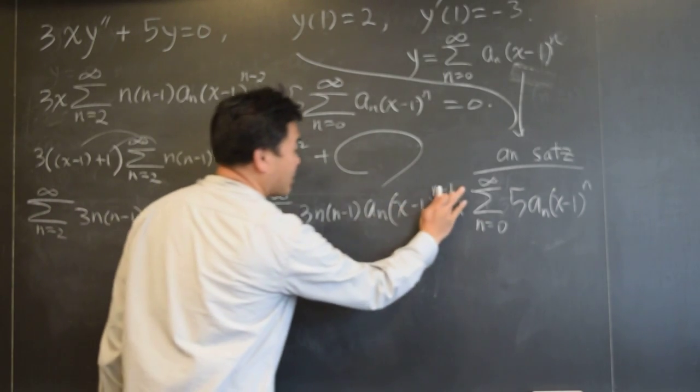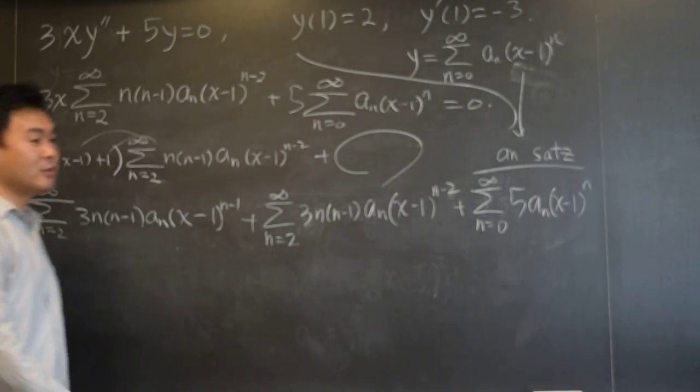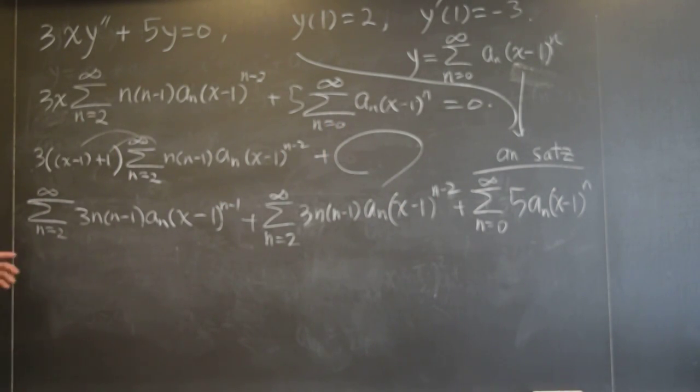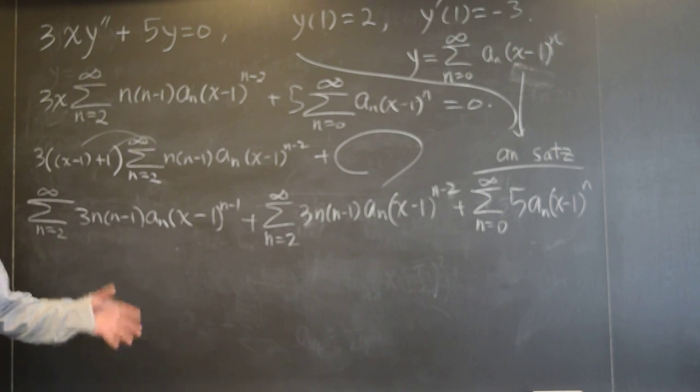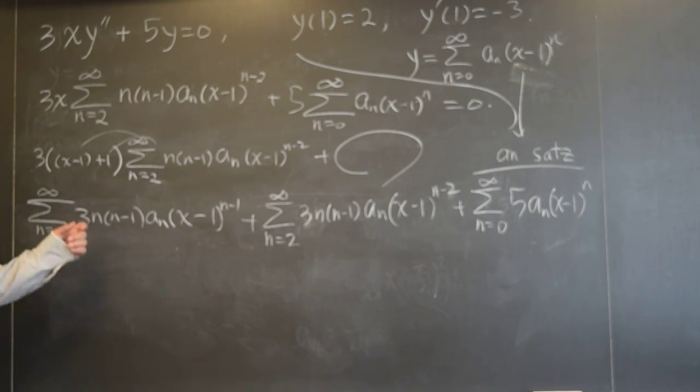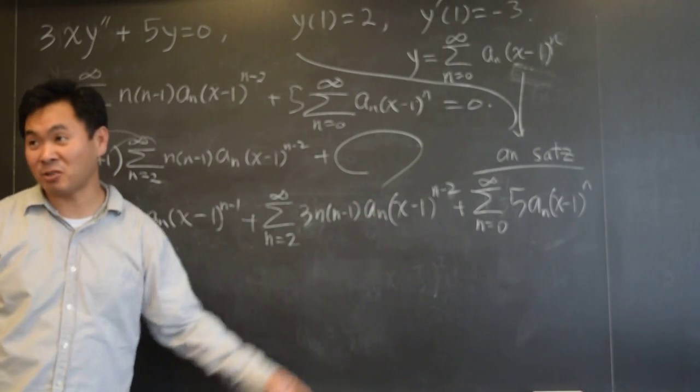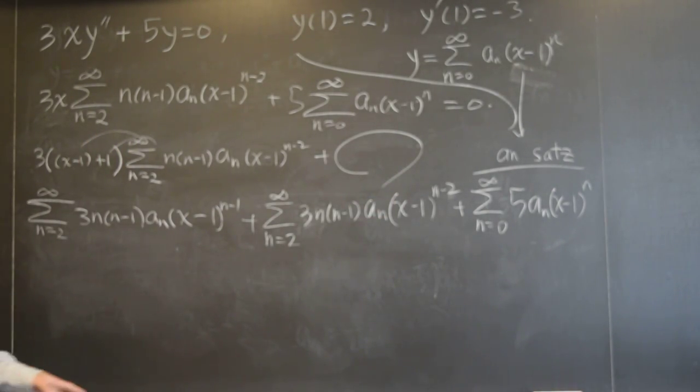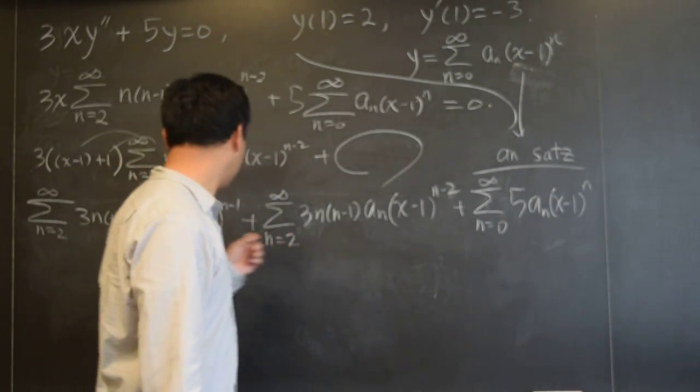Yes. Oh, this should be n minus 2. Right? Thank you. All right. So I have n minus 1, n minus 2, n. Oh no, none of them match. So we need to shift everything. Okay, let's shift this and this, so that everything matches with x minus 1 to the nth power.